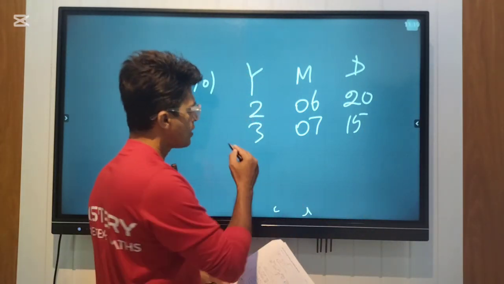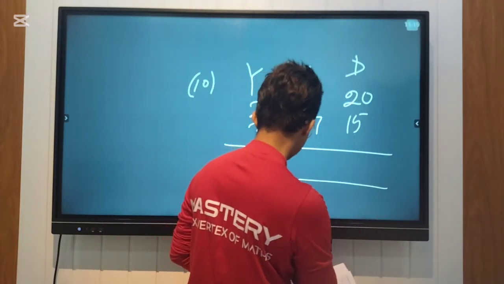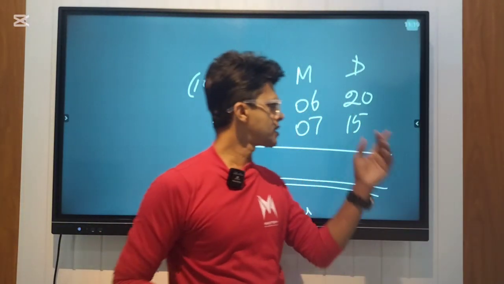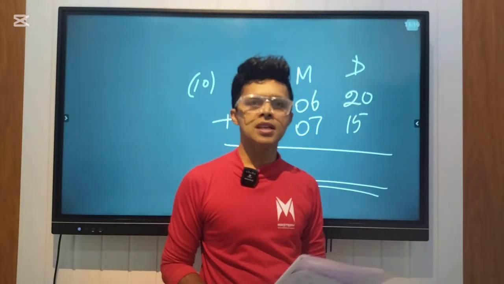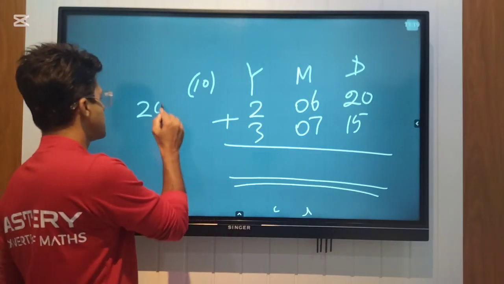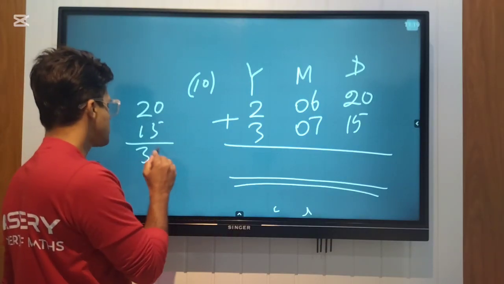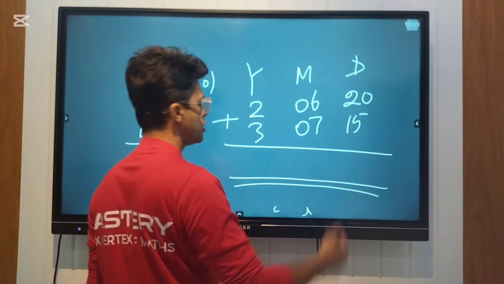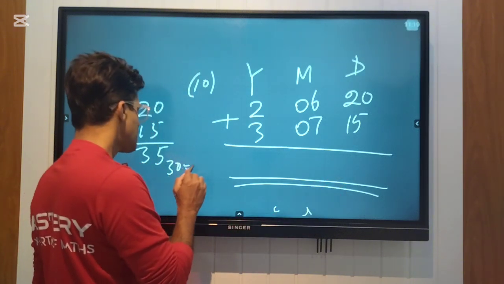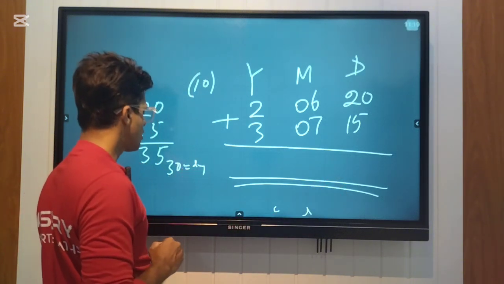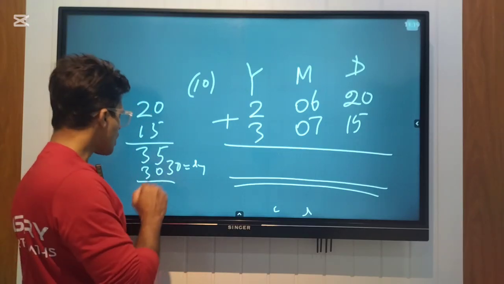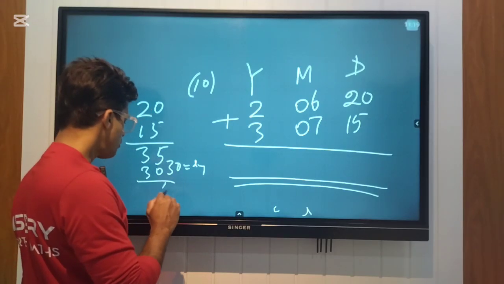Okay, then how can we add these values? We can add these values, days. 20 plus 15 can be added, and 20 plus 15 means 35. Sorry, 35 days cannot be kept here. 35 days means it has 1 month. Therefore, you need to subtract 30 from this. 35 minus 30 is 5 here.